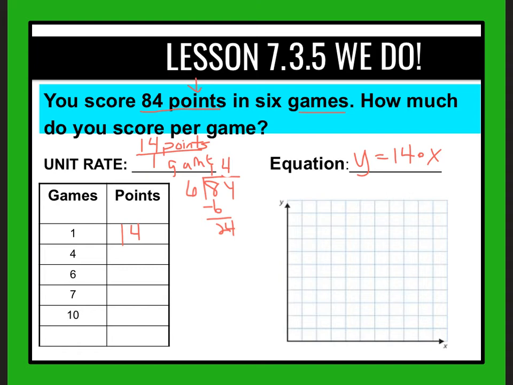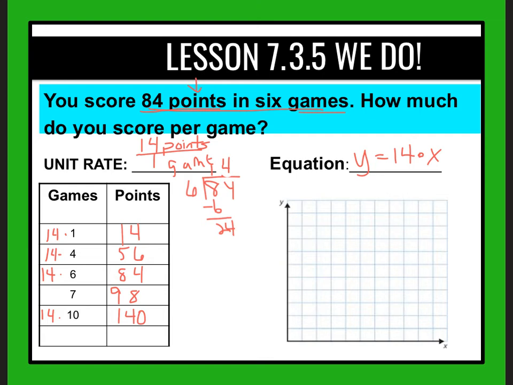since I'm scoring 14 points every single game. So if I want to figure out 4 games, all I'm going to have to do is multiply. 14 times 1 is 14. Now I'm going to have to multiply 14 times 4, and when I multiply that, I get 56. If I do 14 times 6, I'm going to get 84 points, and that one was actually given to me. 14 times 7 games would be 98. And of course, 14 times 10 would be 140 points.